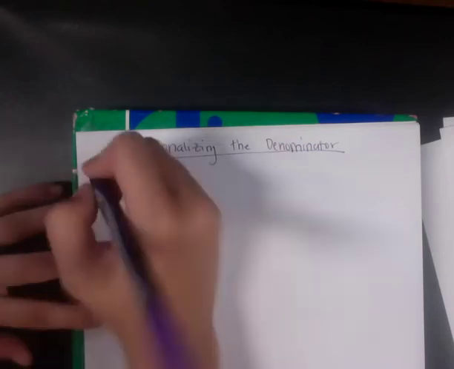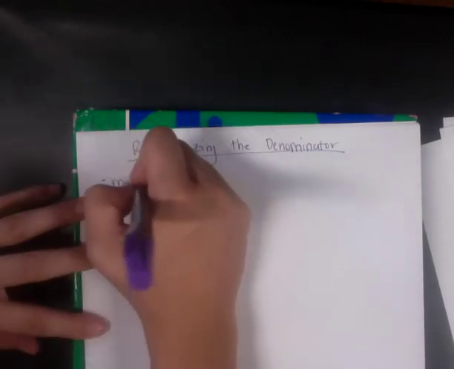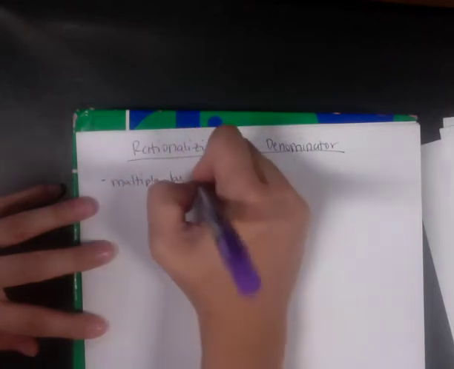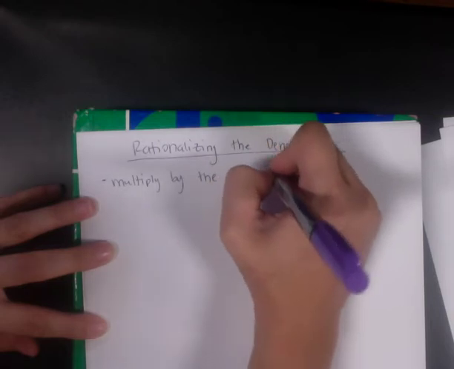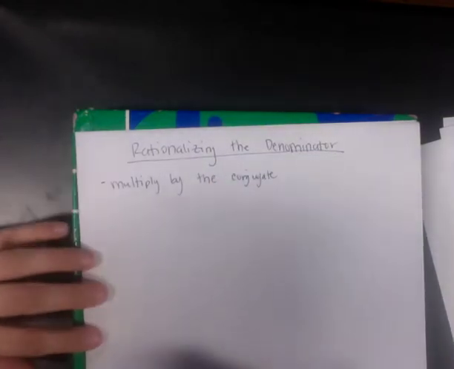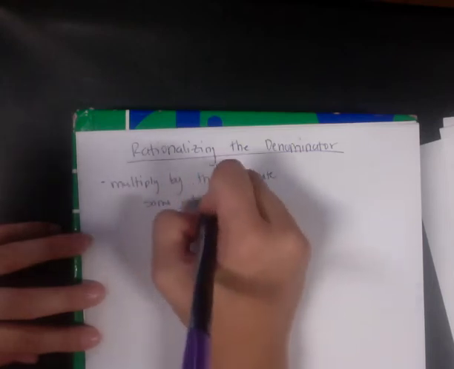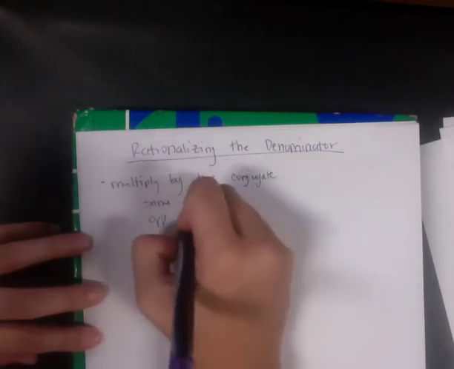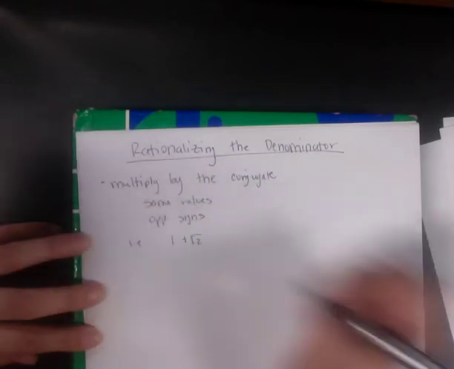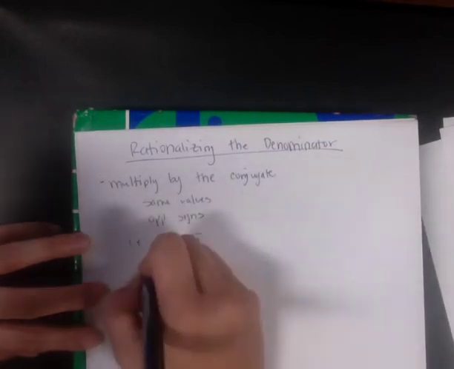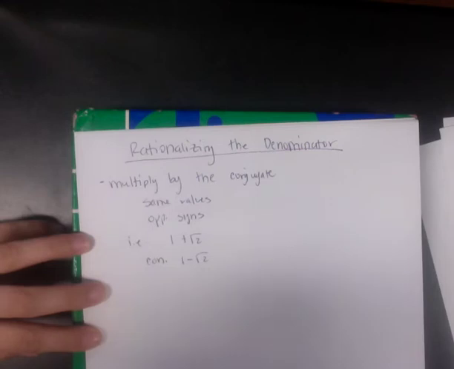Okay, so rationalizing the denominator, we need to multiply by the conjugate. What is the conjugate? The conjugate has the same number values, but opposite signs. So here's an example. If I had 1 plus the square root of 2, my conjugate is 1 minus the square root of 2.